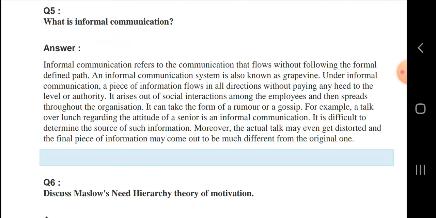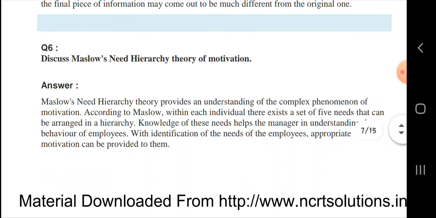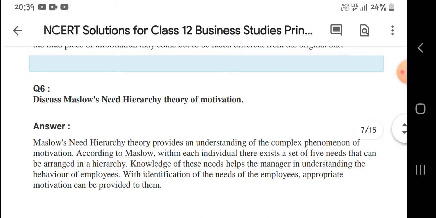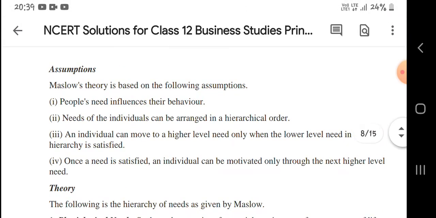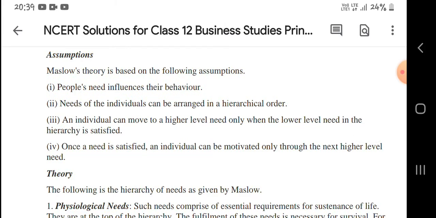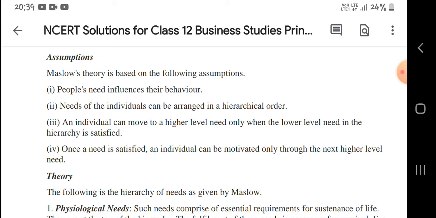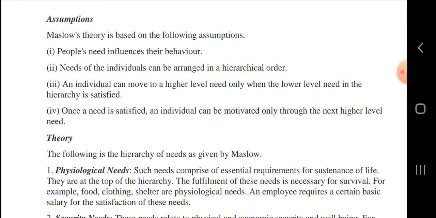Next, what is informal communication? Informal communication refers to communication that flows without following the formally defined path. Next, Maslow's need hierarchy theory of motivation. What is it? Maslow's need hierarchy theory provides an understanding of the complex phenomenon of motivation. Needs of individuals can be arranged in a hierarchy, and an individual can move to a higher need only when the lower level need is satisfied, and once a need is satisfied, an individual can be motivated by others.